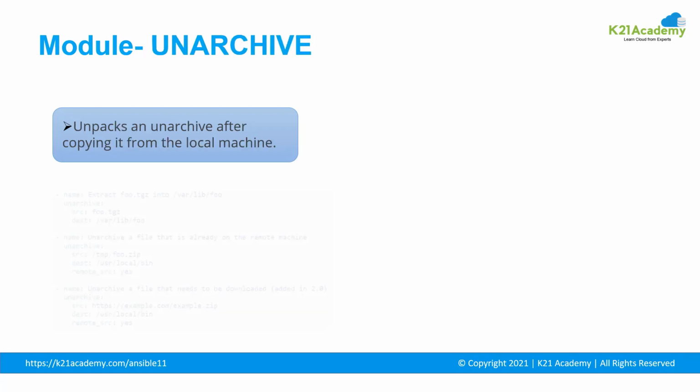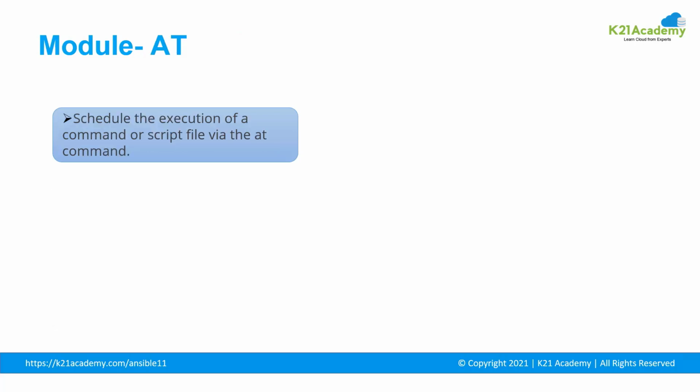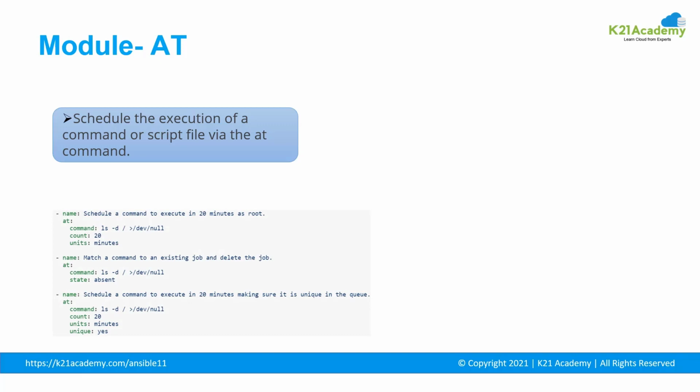This is just called unzip. Usually in Windows we call it unzip, and here we call it unarchive. If I want to unarchive any tar files or zip files, I can use this unarchive module. This is an at module. If I wanted to schedule any execution at a particular interval of time, I can use this at command, so that at this particular interval of time, it runs this command. I can use it similar to a cron job.